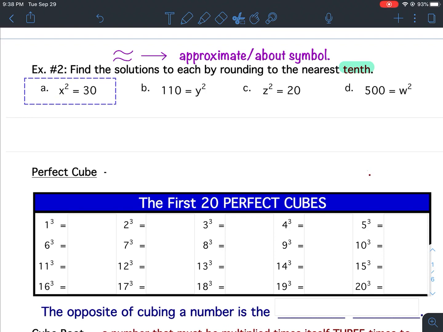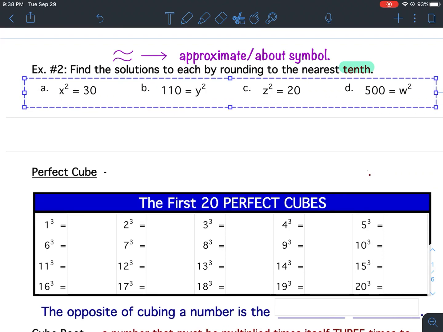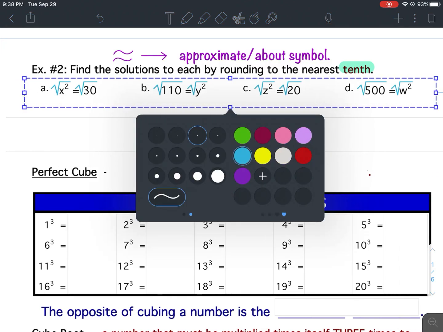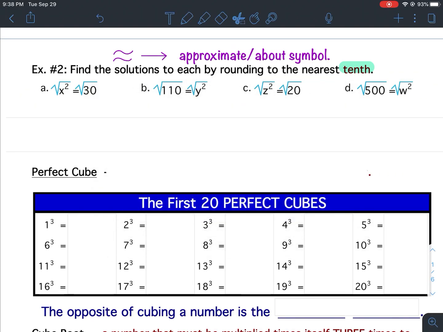Okay, the inverse operation of squaring a number is the square root. So I'm going to take the square root of both sides. Go ahead, pause your video, and show that you take the square root of both sides of each equation.